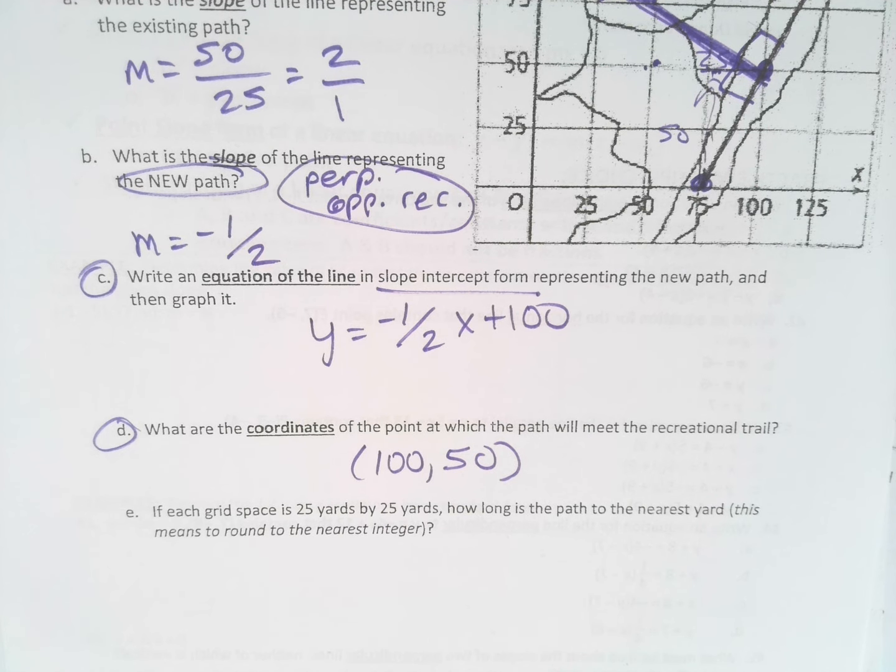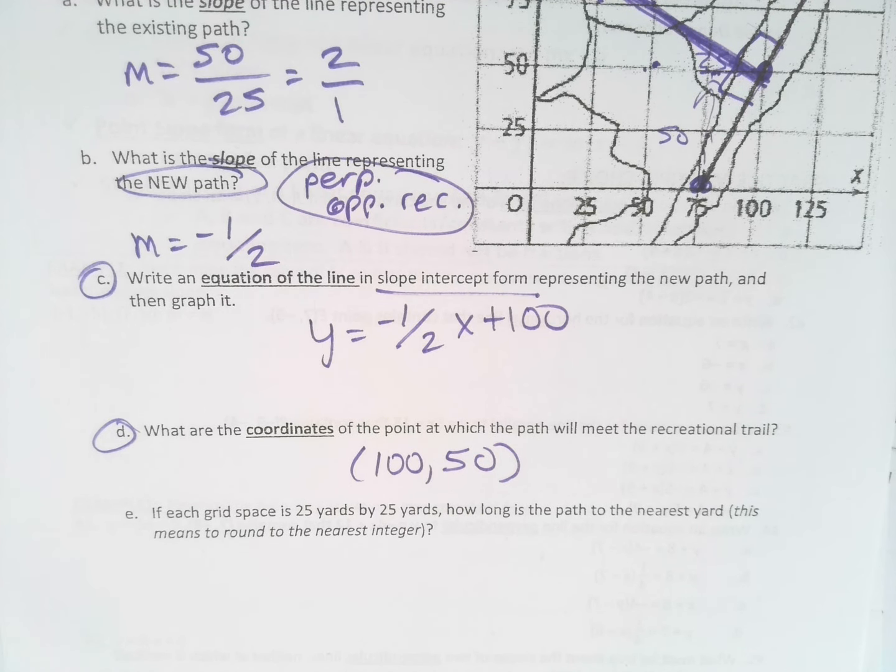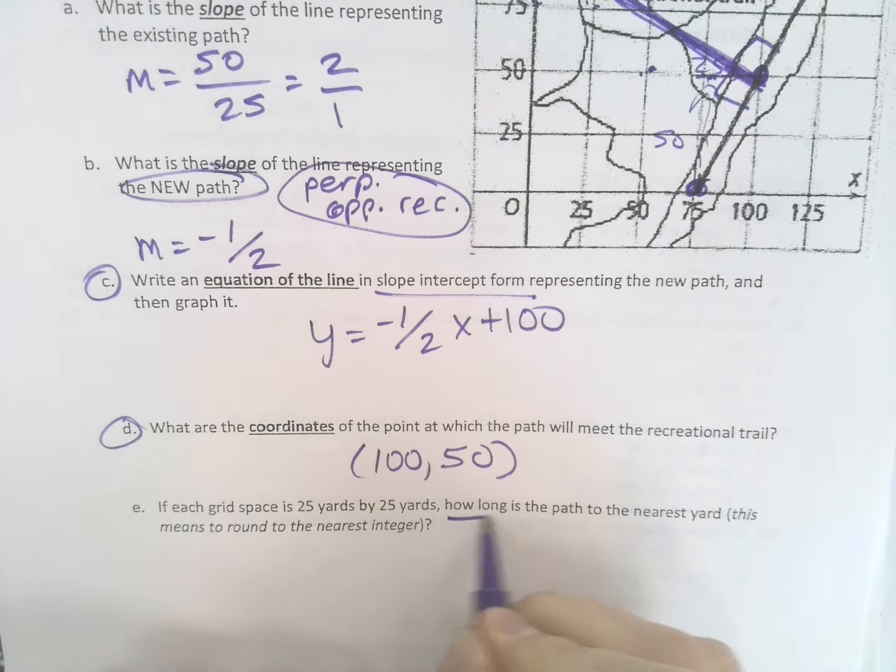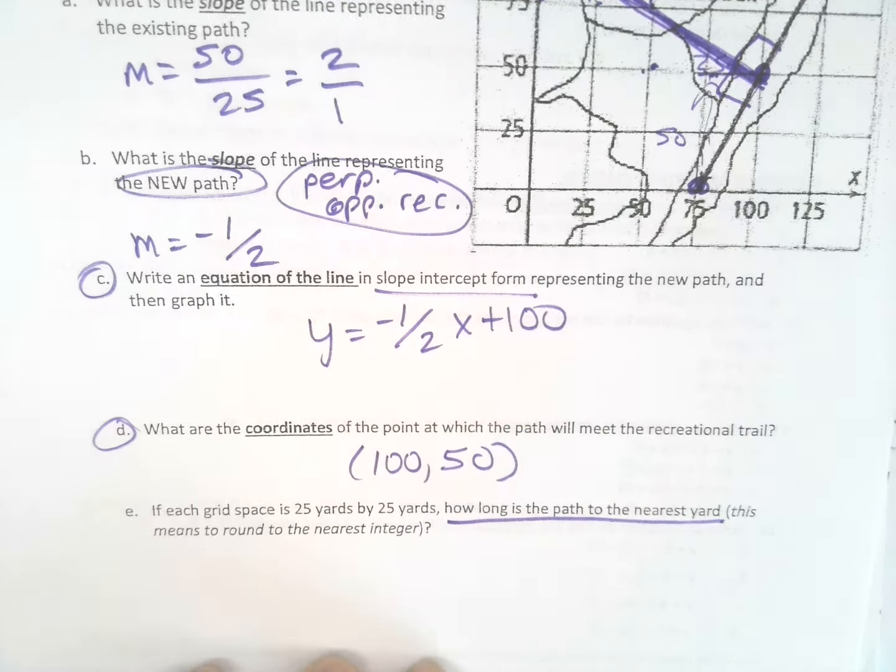And then the last one. This is the tough one, guys. We know each grid is 25 by 25. What are they asking here, Taya, in part E? How long is the path to the main road?